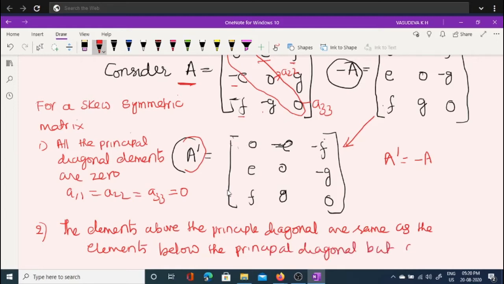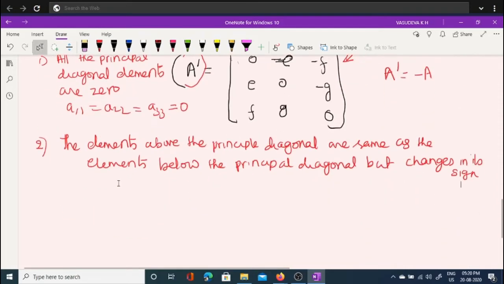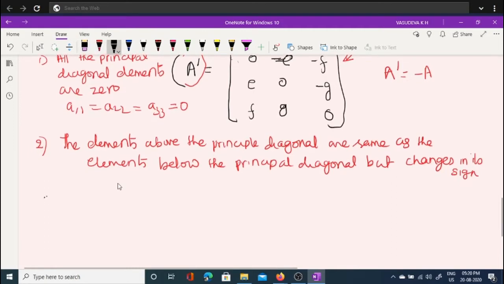But changes in its sign. So from this observation, we can define a skew-symmetric matrix. Definition: a square matrix. Very important that a skew-symmetric matrix must be a square matrix.